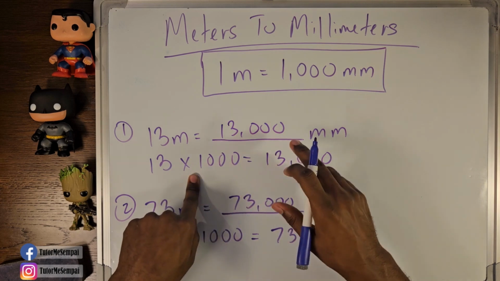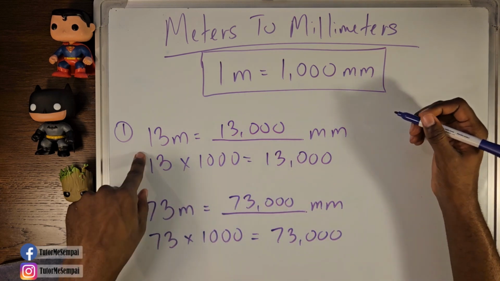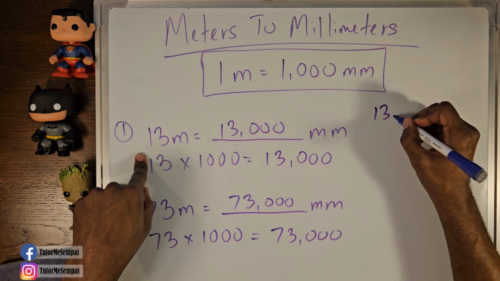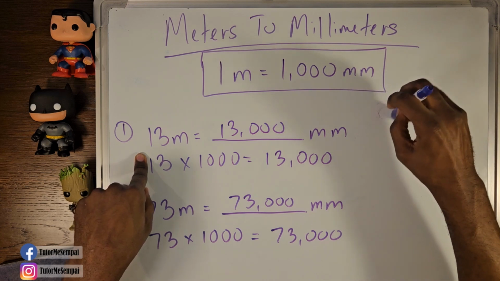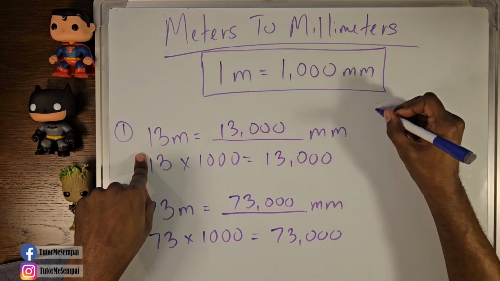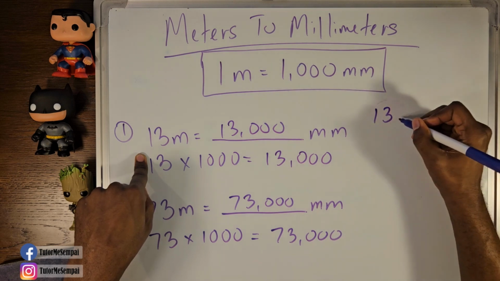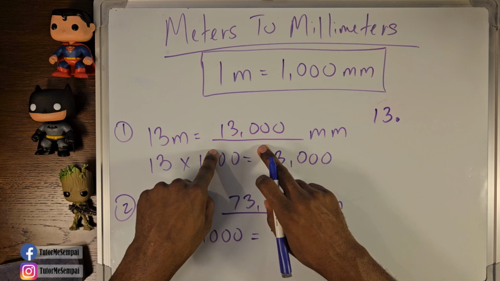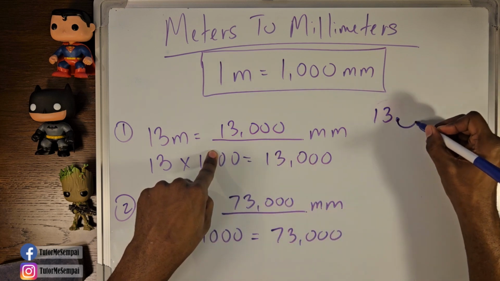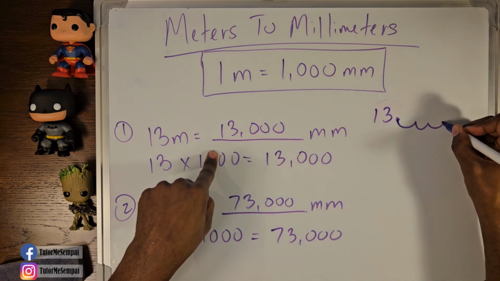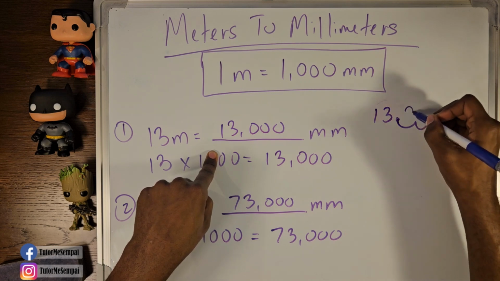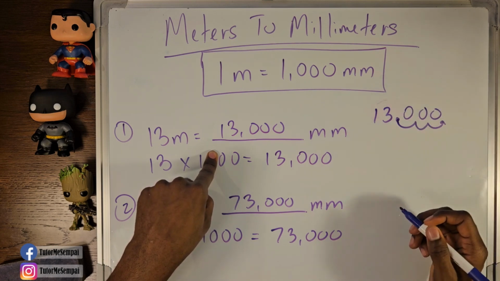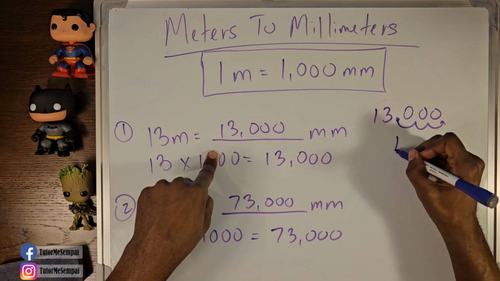Notice your zeros and the lack thereof. If you're starting with 13, and let's write that again. You're starting with 13, and even if you didn't have the decimal there, you can put it there right afterwards. You're ending with 13,000. That means you have to move it over to the right 3 spaces now. And you're going to be adding zeros as you do it. Now you have 13,000.